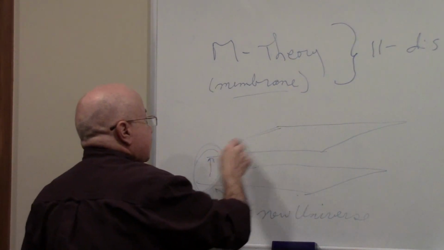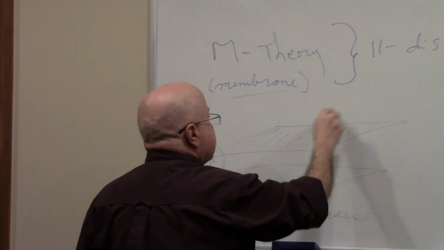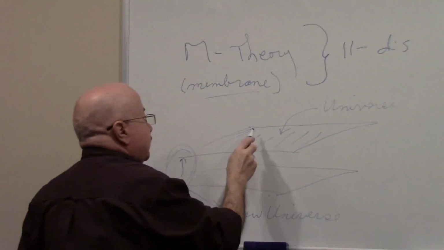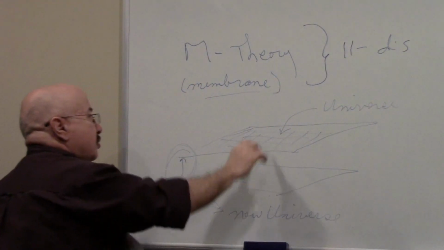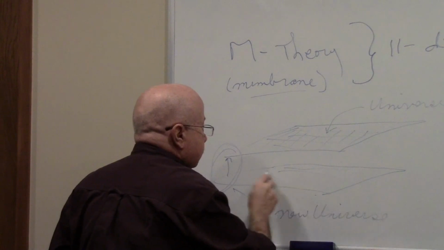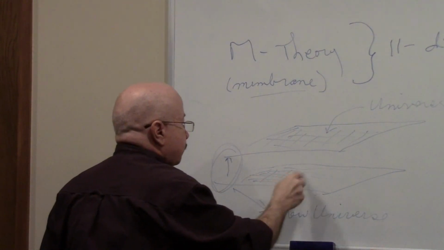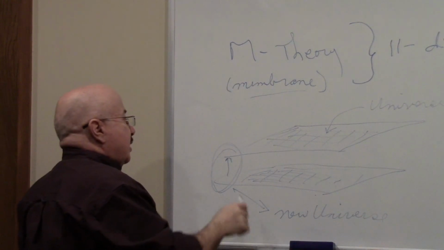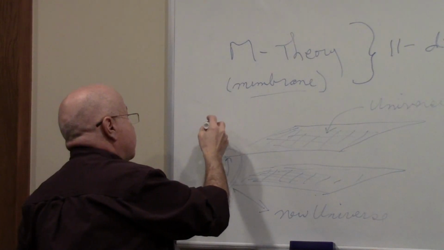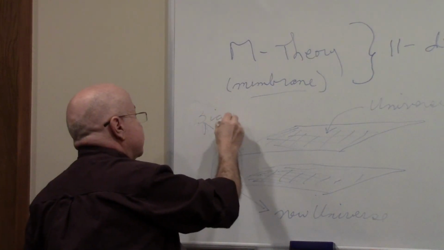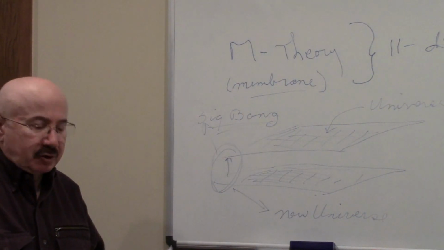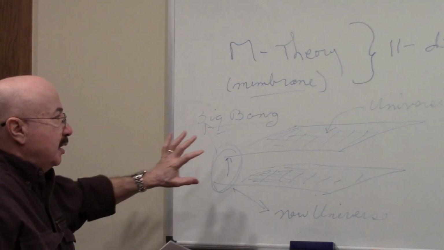Now the brane itself is considered a universe. So in theory, we humans live on that universe, and conceivably there could be other universes. That's what M theory is telling us, and when they collide, this forms a new universe, and this is what we perceive as the Big Bang. That's the new universe that created our universe.